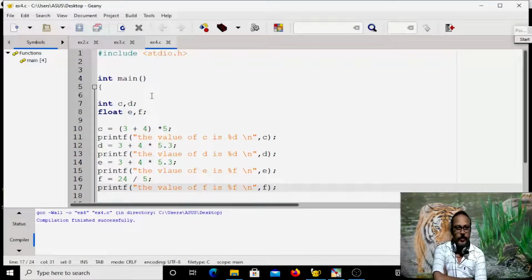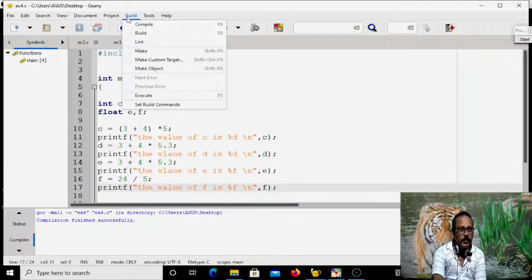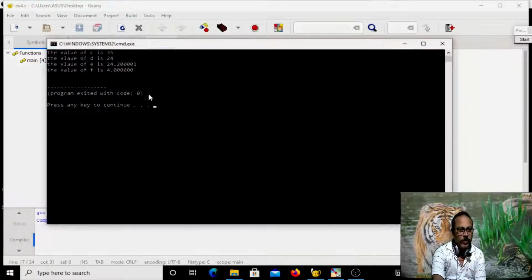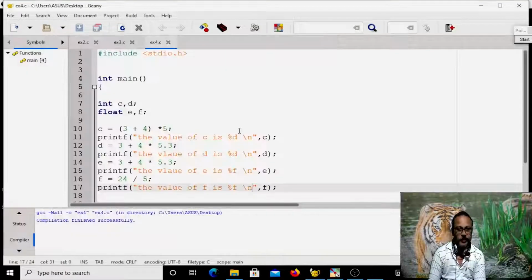So how do you write mathematically 24 by 5? Okay, 4 fives are 20, 4 remains. So is it 4.8? Okay, it is 4.8 actually. But here what are you getting? 4 only. So what is happening?